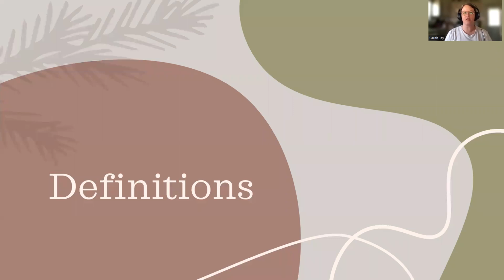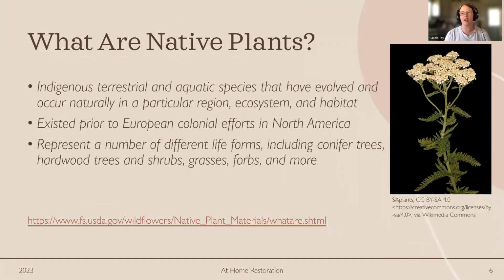Let's talk about some definitions surrounding conservation and restoration. Native plants are indigenous species that have evolved in a particular region, and they existed prior to colonial efforts in North America. They represent a number of different life forms, including trees, conifer and hardwood, shrubs, grasses, forbs, and flowering plants. Native plants are all around us. They might not be as present as some invasive species, but this is what we mean when we're talking about native plants.